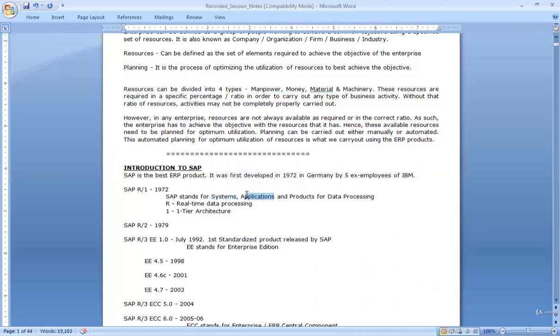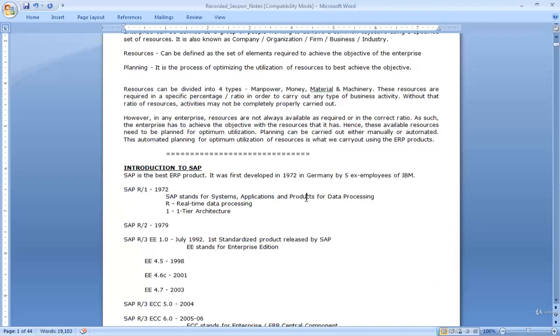Applications, like I was just saying, the products which were available till that time, most of them were designed to handle only a specific process. So the applicability was very little. But this SAP R1 product was the first one to allow the optimization or the automation of multiple processes in the same system. So the applicability was multiple. That's what Applications stands for.